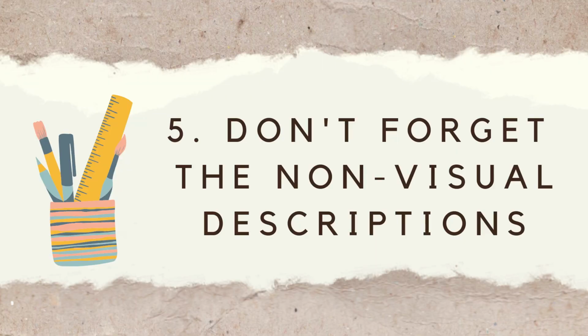Number 5, don't forget the non-visual descriptions. Though some writers, like I mentioned earlier, don't have a mind's eye, the majority of writers do really focus on the visuals. They're very invested and interested in the visual elements of their story. However, this can sometimes lead to forgetting that we have 5 senses, not just sight. So we also can have sounds and smells.